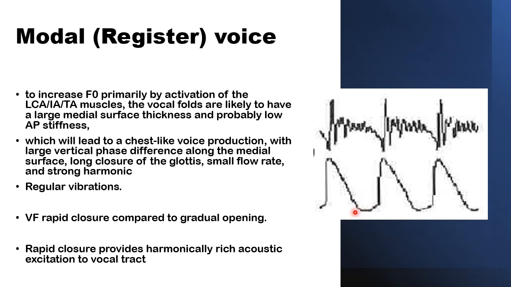The opening phase of the glottis would be between 40 to 70% of the glottal cycle. The rapid closure of the vocal folds would produce a harmonically rich voice. This modal voice is produced by the activation of the lateral cricoarytenoid, the interarytenoid, and the thyroarytenoid muscles. They would produce a large medial surface thickness and good contact between the vocal fold medial edges, and probably low anteroposterior stiffness of the vocal folds.